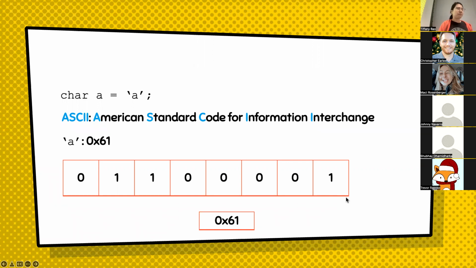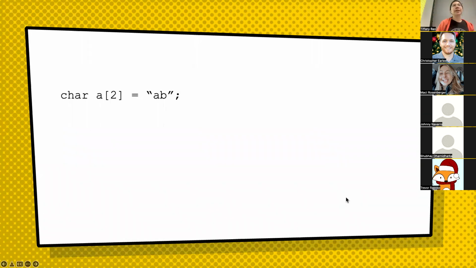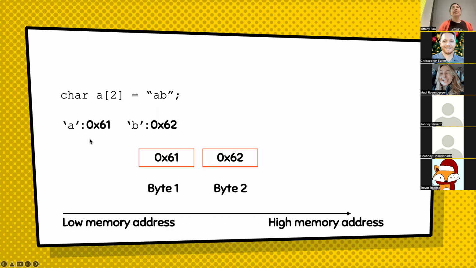Okay. Then the question is, what about the string? What will the string look like? So again, we have 2 characters. One is A again, and the other is character B. The ASCII number for A is hex 61 and the ASCII for B is hex 62. And in memory, the first character will be stored in a lower address and the second character will be stored in a higher memory address.